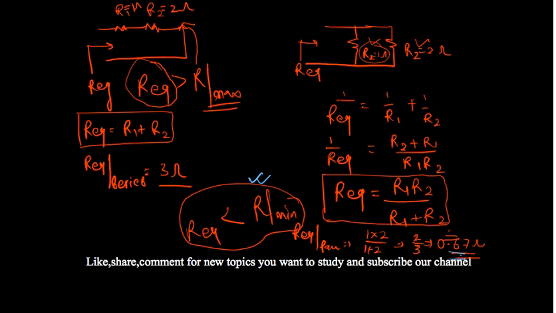And here, what has come? It has come 3 ohm, which is higher than the highest resistance that you have used. Sometimes statement-wise questions can also come, so you have to keep this condition in mind. Okay, I hope now you can solve the questions.